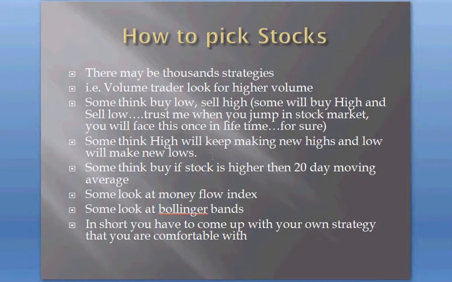Some think that high will keep going high, so when it hits the 40-day or 20-day or 200-day moving average, they buy at that time, and they think that highs will keep going higher, and lows will keep making new lows. So nobody wants to hold the falling knife. So that's another strategy. Sometimes you think the stock is higher than the 20-day moving average, and you buy it.